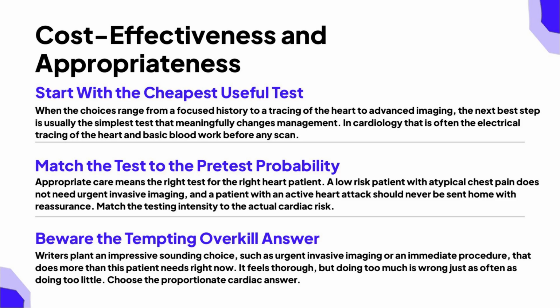First, start with the cheapest useful test. When the answer choices range from a focused history to a tracing of the heart to advanced imaging, the next best step is usually the simplest test that actually changes what you would do. And in cardiology, that is often the electrical tracing and basic blood work before any scan. Second, match the test to the risk. A low-risk patient with atypical chest pain does not need urgent invasive imaging, and a patient with an active heart attack should never be reassured and sent home.